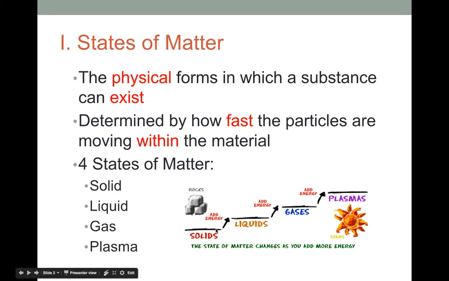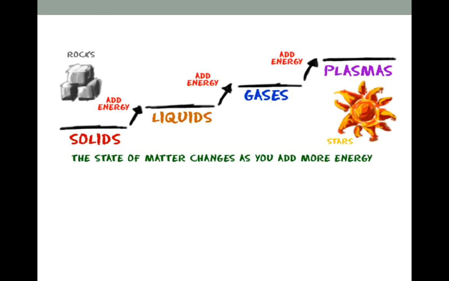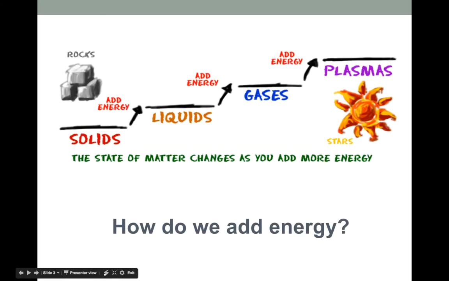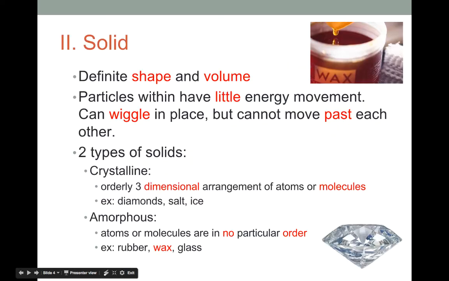So we're starting as solids. As we add energy, they change state. So then it changes to a liquid, add more energy, turns to a gas, add more, turns to a plasma. But my question is, how do we add energy? So think about that for a moment. If we have a pot of water, we add energy and it changes to a gas. How do we add energy? And if you thought about heat or temperature, you're correct. So by heating up these states of matter, they can change states.